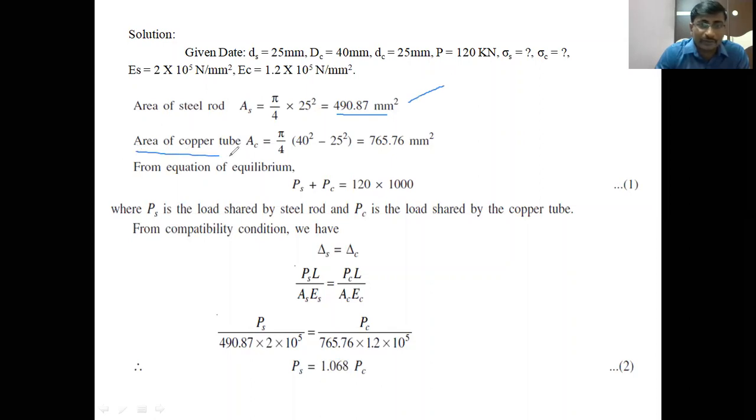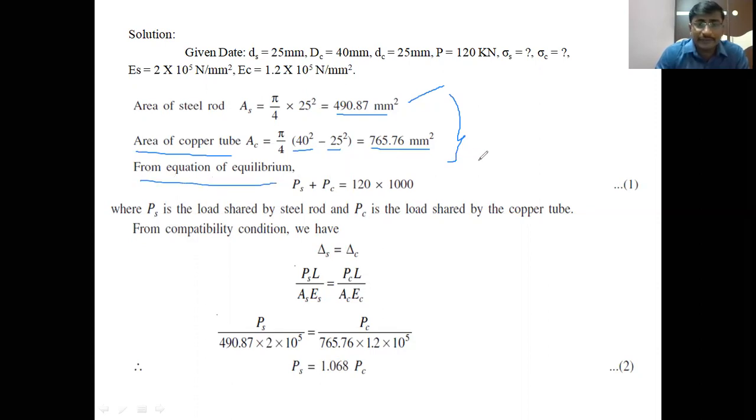How to calculate the area of the copper tube? It is a hollow rod having external and internal diameter, so the area is pi by 4 into outer diameter square minus inner diameter square. Pi by 4 into 40 square minus 25 square gives 765.76 mm square. These are the two cross-sectional areas of the given materials. Clear? After finding the cross-sectional areas, we go for the equilibrium equation.